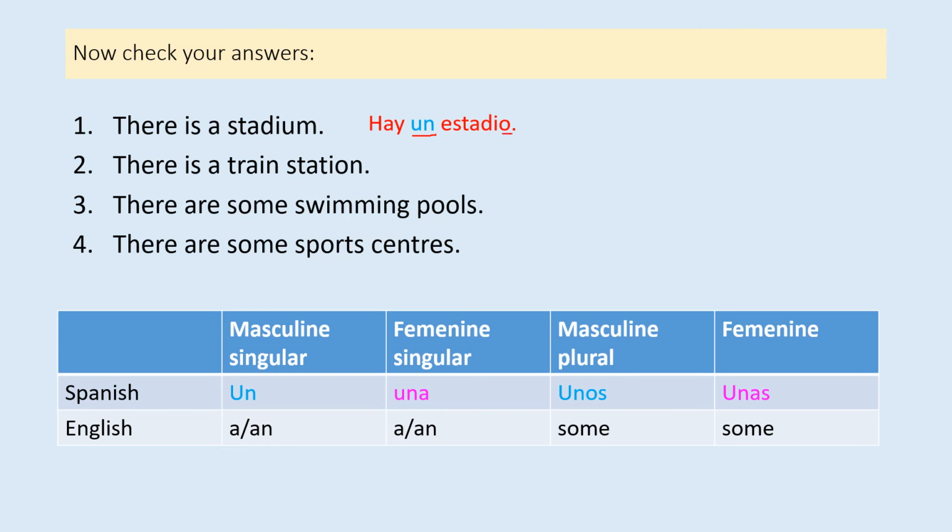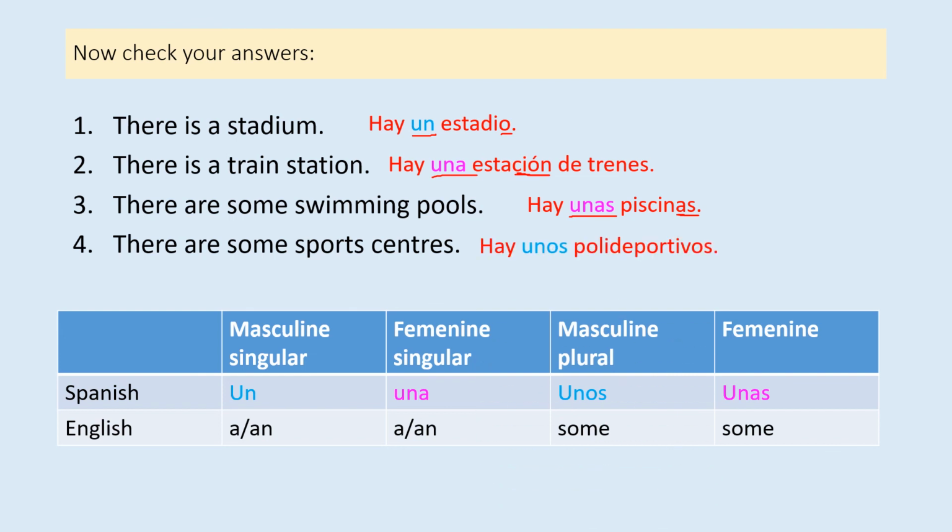Okay, that's shown by the O at the end. There is a train station. Hay una estación de trenes. We said before that estación ends in ción, which is always feminine, so we need to add the feminine singular article una. There are some swimming pools, so here we need the plural form and the feminine, because piscina here we know is feminine, and there's the S, so we had to use the plural feminine form of unas.